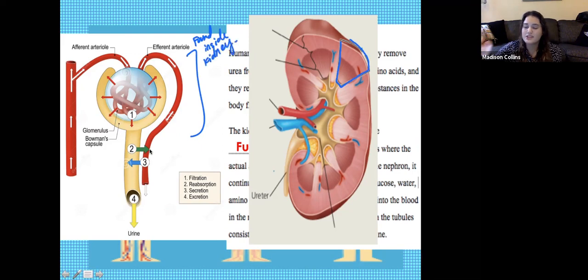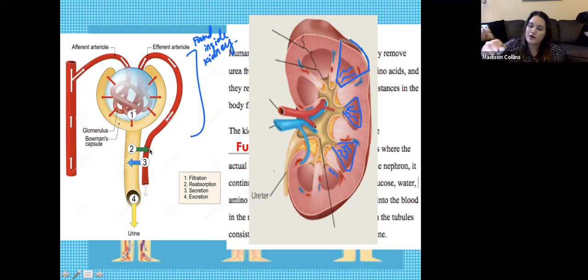And there are actually hundreds of thousands, if not millions, of these nephrons inside your kidney. So they're all working together to filter your blood and filter that urine out through the excretory system. But these nephrons are found inside your kidneys, inside these functional units right here. So there are tons of little nephrons inside of them.